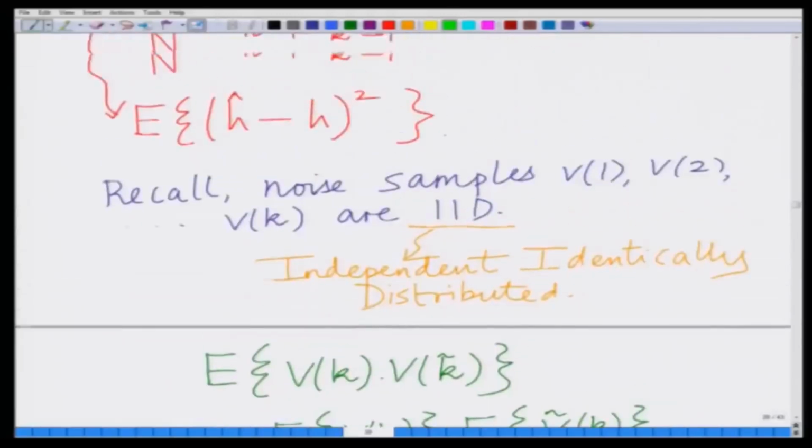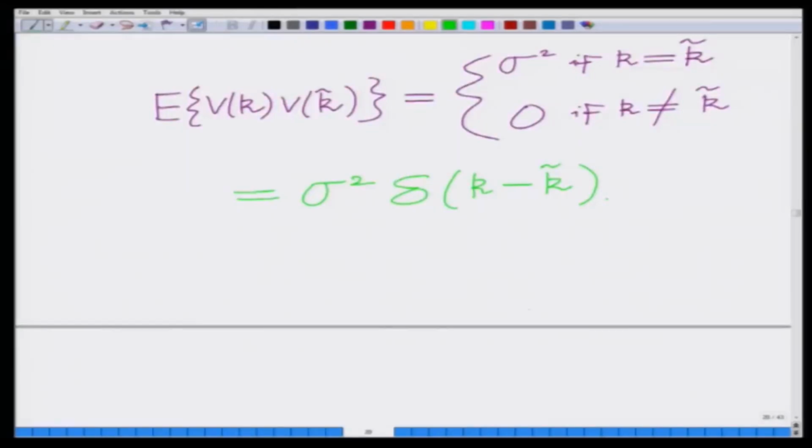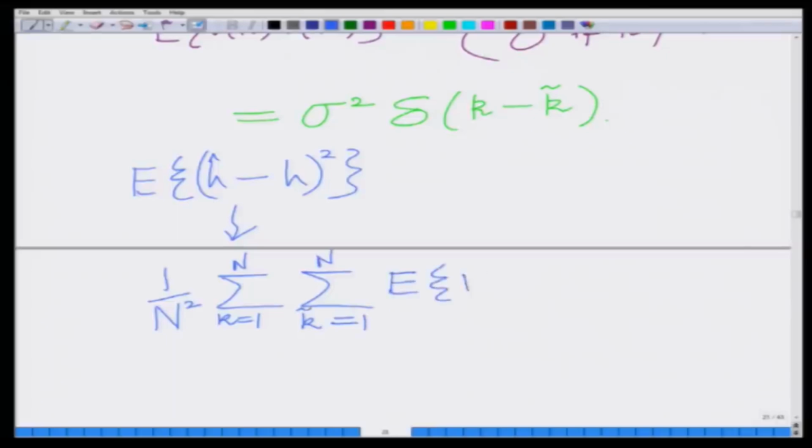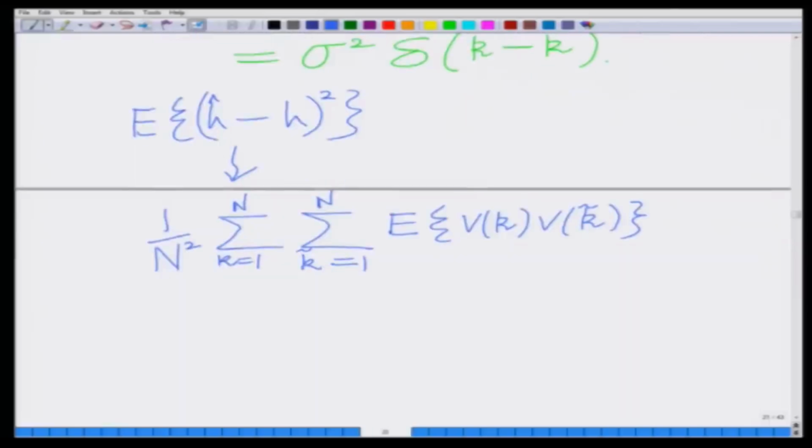Therefore, now my variance, which is, remember, the expected value of h minus h hat whole square, I can use this property to simplify the variance of the estimate. This variance is equal to 1 over n square summation k equals 1 to n, summation k tilde equals 1 to n, expected value of Vk times Vk tilde, and this we have simplified as sigma square delta k minus k tilde.